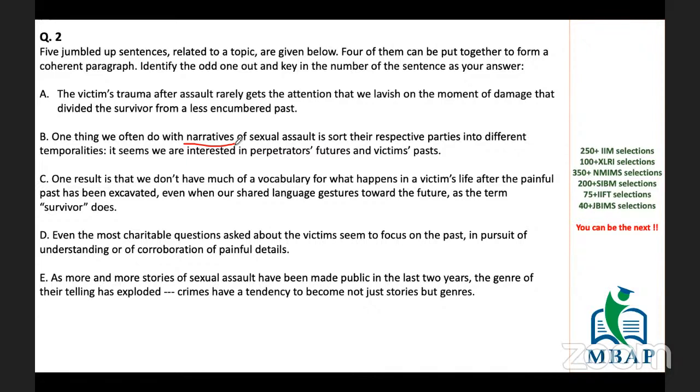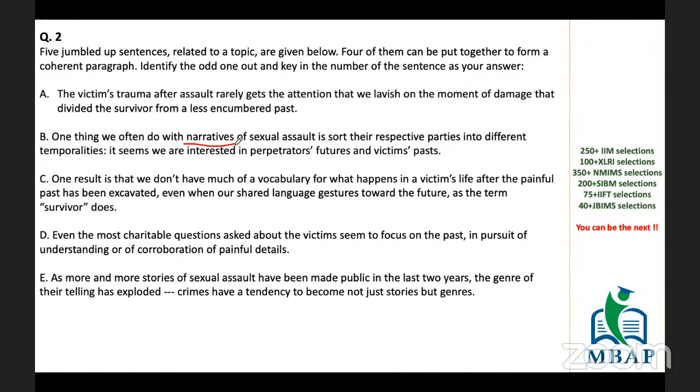Okay. So D says even the most charitable questions asked about the victims seem to focus on the past, in pursuit of understanding or of corroboration of painful details. Okay, D says that those charitable, it means good, questions asked about victims also seem to be focused on the past. Many times you can relate it to real life also: whenever a certain painful, unfortunate incident takes place, people actually talk about the victim's past, and that entire scenario is focused on their past. It's not about what their present is. True. So D is talking about this.